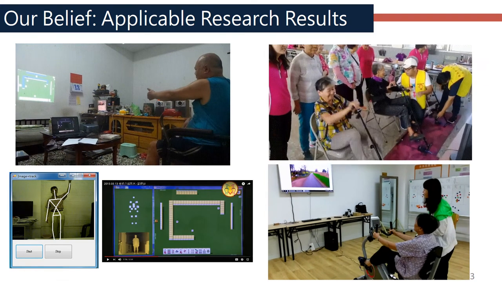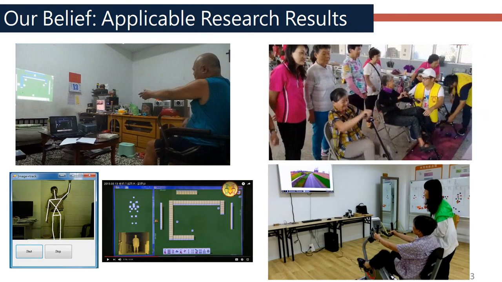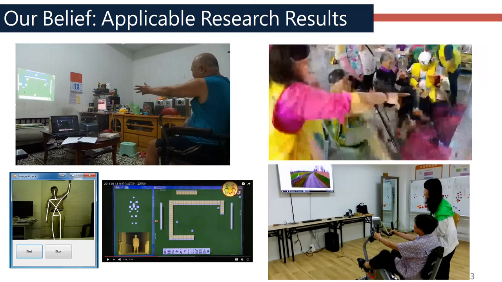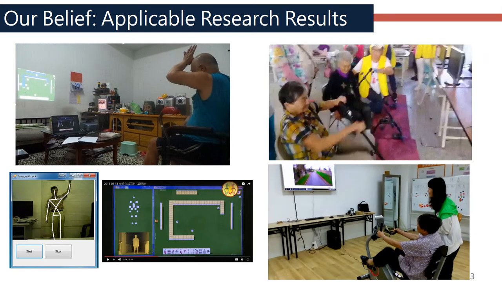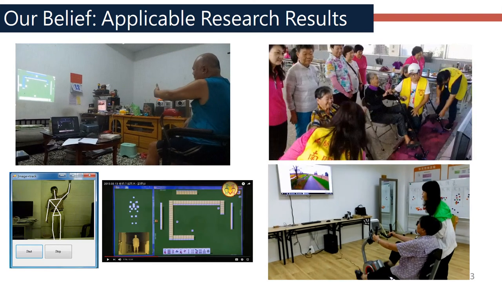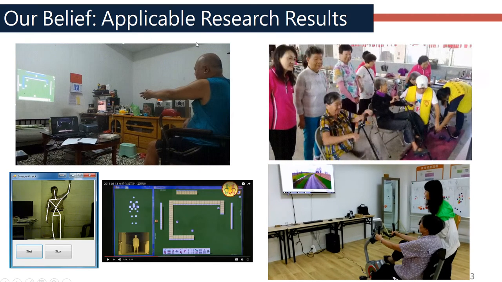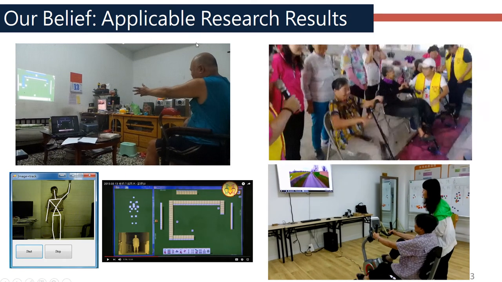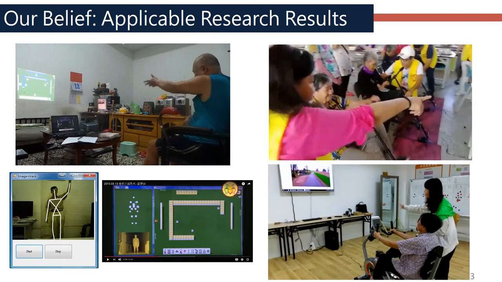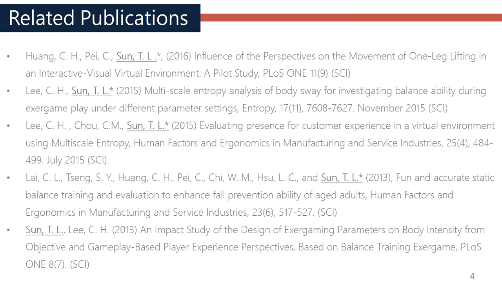This slide shows some results of our previous research. But the point is, we focus on research whose results can be applied to the real world. Okay, so we do application-oriented research. Of course, in academia, we need publications. These are the related publications, okay? And we have a postdoctoral researcher, Jia Xuan, who is very good at writing these academic research papers.